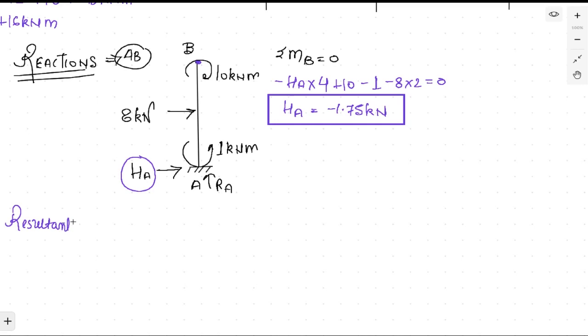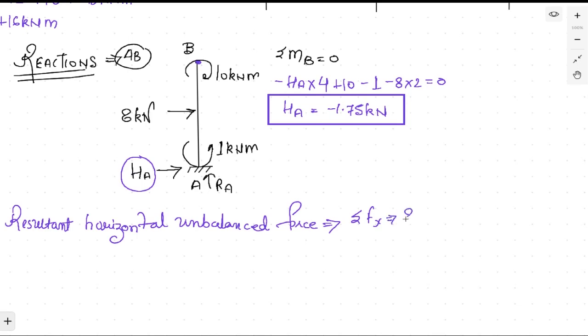Because the sway is happening to the right, we have to calculate the resultant horizontal unbalanced force. It means that the sway was happening on the right side, so what is acting on the right side? The resultant unbalanced force will be summation Fx, which is equal to 8 minus 1.75, and this value is equal to 6.25 kilonewton. This is the resultant unbalanced force.